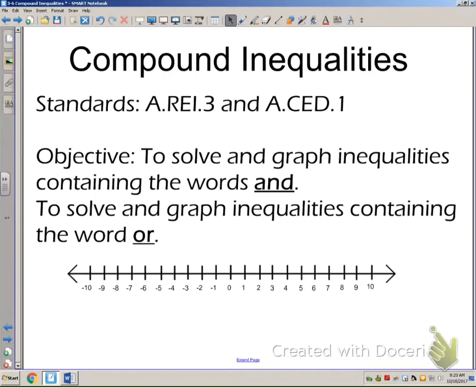Okay, today's lesson is on compound inequalities, which addresses standards ARAI 3 and ACED 1. And the objective is to solve and graph inequalities that contain the word and, and to solve inequalities that contain the word or. Before we get into this, I want you to stop and think for just a second.